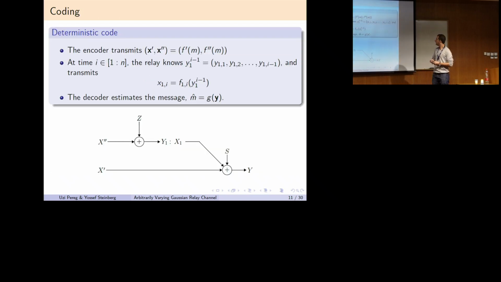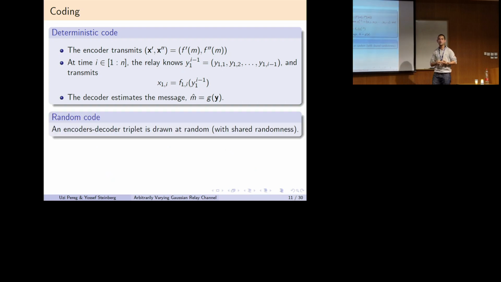Okay, so here the channel looks like this. The relay receives Y1 = X' + Z and sends X1. The missing part here is the relay encoder. The relay uses a strictly causal mapping f1i, where at time i the relay uses only the sequence of past received symbols, that is Y1 from time 1 to time i minus 1.